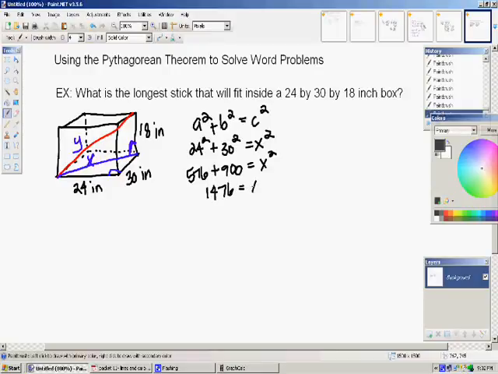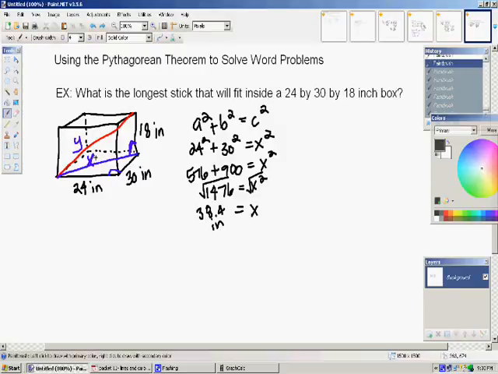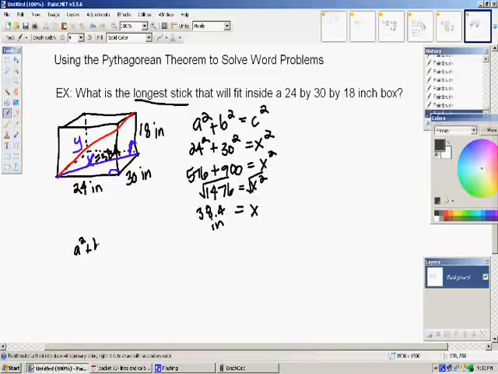When you add 576 plus 900, you get 1,476 equals x squared. And then to solve for x, remember you have to do the opposite, which is take the square root. So x is equal to approximately 38.4 inches. Okay? But we're not done yet. We just solved for this, and I'm going to change the direction of the equal sign, so this equals 38.4. So now that we know this is 38.4, we know this is 18 inches, we can then solve for the hypotenuse, which is the longest stick that will fit inside this box, and we also have called it y.